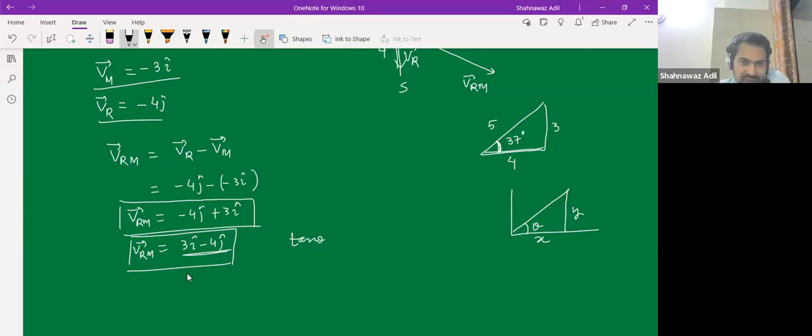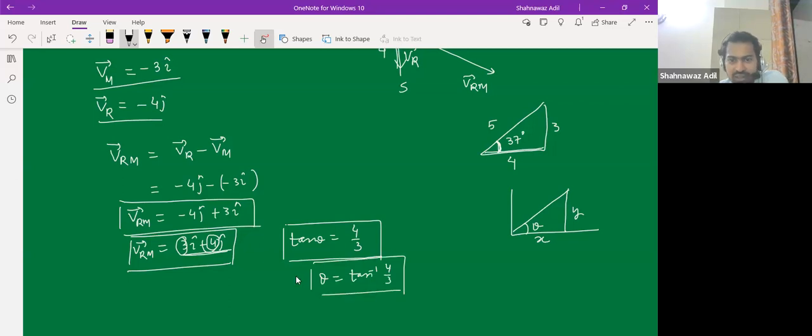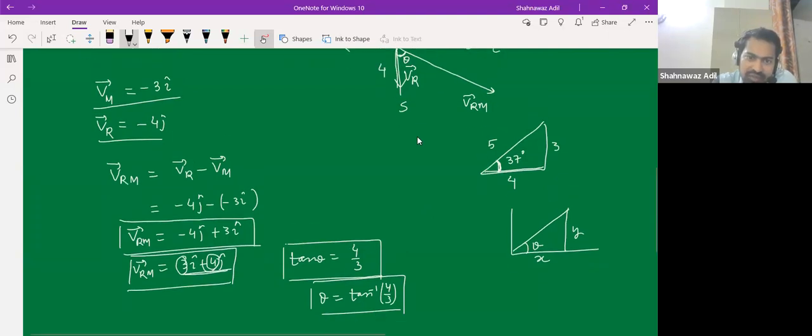Sir, x is 3i. x is 3, right? And y is minus 4. So tan theta would be 4 by 3. And minus, so theta would be negative. So let's take theta as positive. So this would be 4 by 3. So theta is tan inverse 4 by 3. Okay. So this would be the answer, not 37. Okay, guys. Yeah, this would be the angle. So please correct that part.